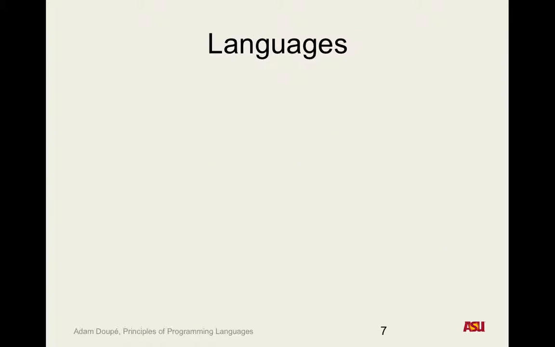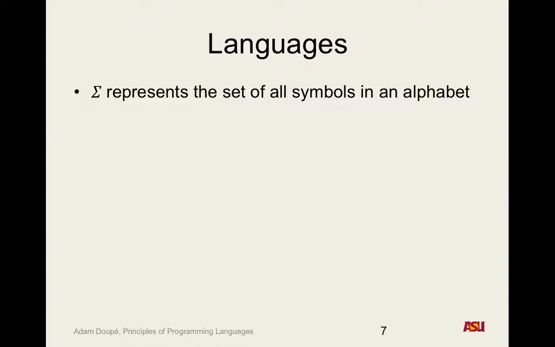Okay, so now we're going to move up from strings and talk about collections of strings. We're going to talk about a language. Once again, sigma represents the set of all symbols in an alphabet. Is it finite or infinite? Finite, right. It would be very difficult to write in any language where you can invent new symbols and pull out new things. So the alphabet needs to be finite.